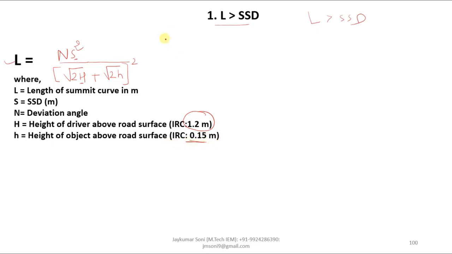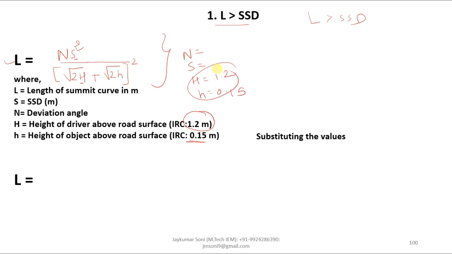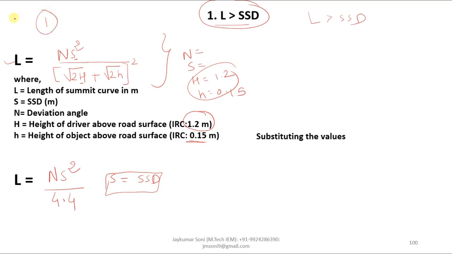as per Indian Road Congress. So here in our case, N will be the deviation angle, S will be the SSD given, H will be 1.2 and small h will be 0.15. If you substitute the values in the equation, you will get the final equation of this first case as L equals NS square divided by 4.4, where the S stands for stopping sight distance. So this is the first case where L is greater than SSD.